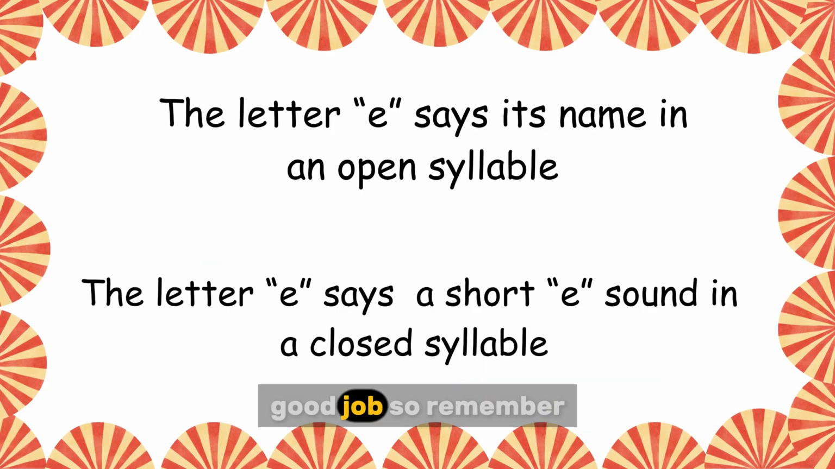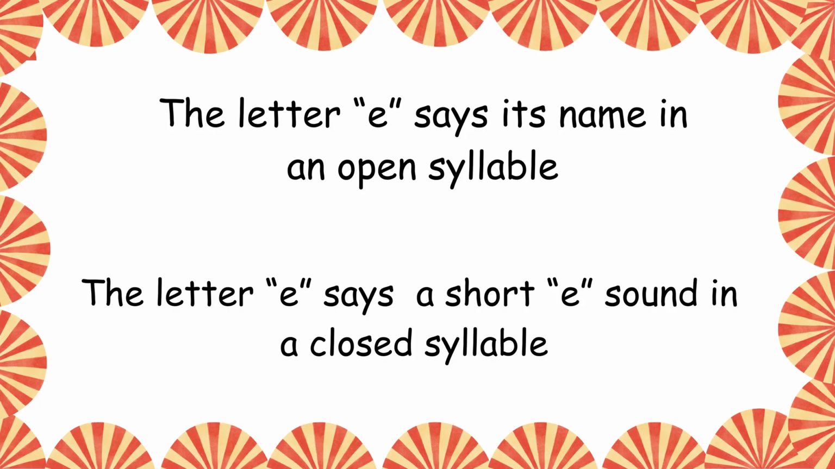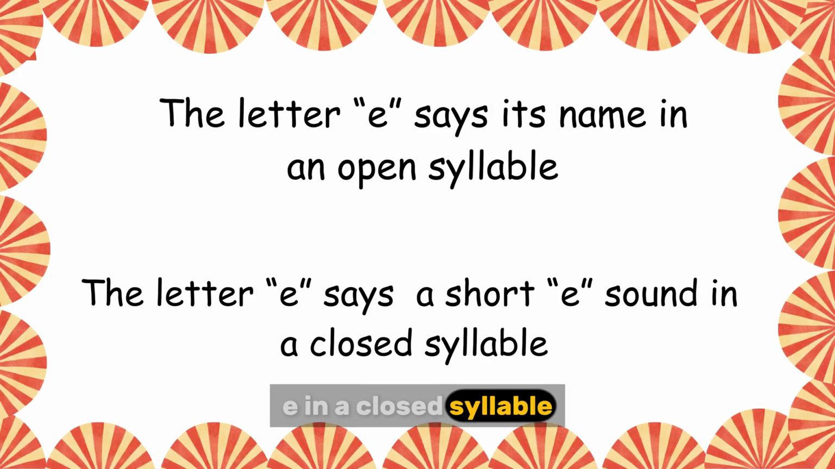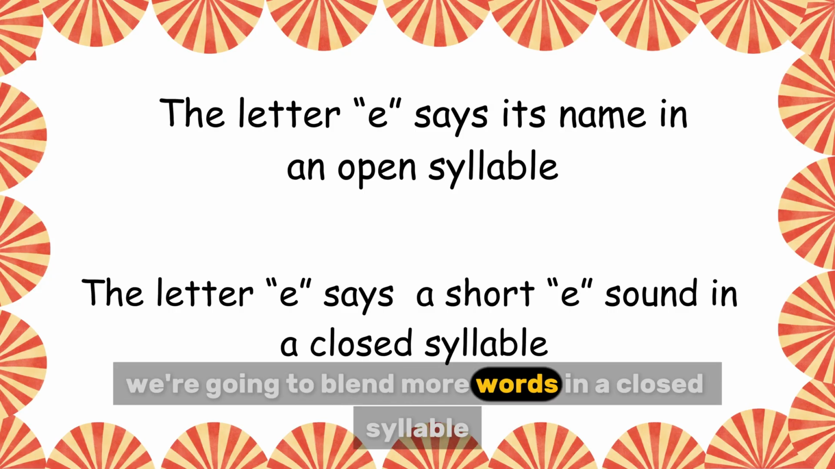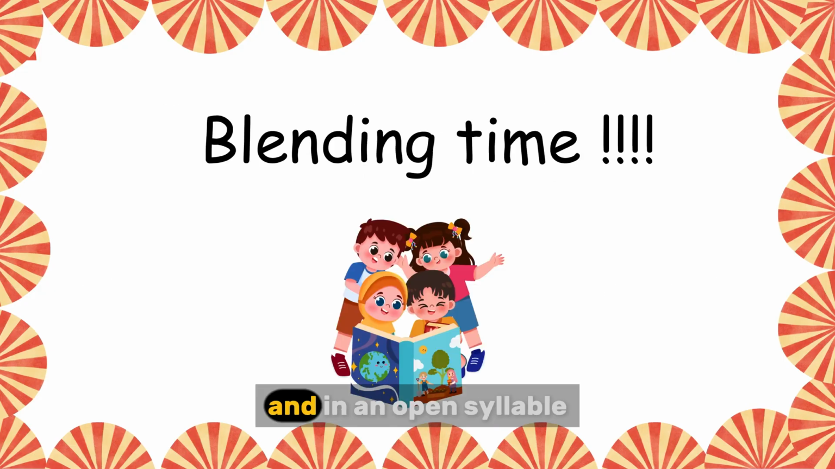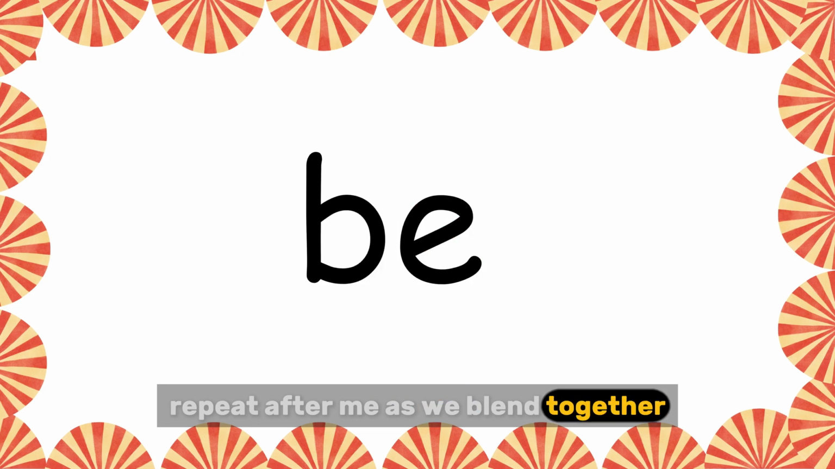Good job. So remember, the letter E says its name, E, E, in an open syllable. The letter E says a short sound, eh, in a closed syllable. So now we're going to blend more words in a closed syllable and in an open syllable. Repeat after me as we blend together.